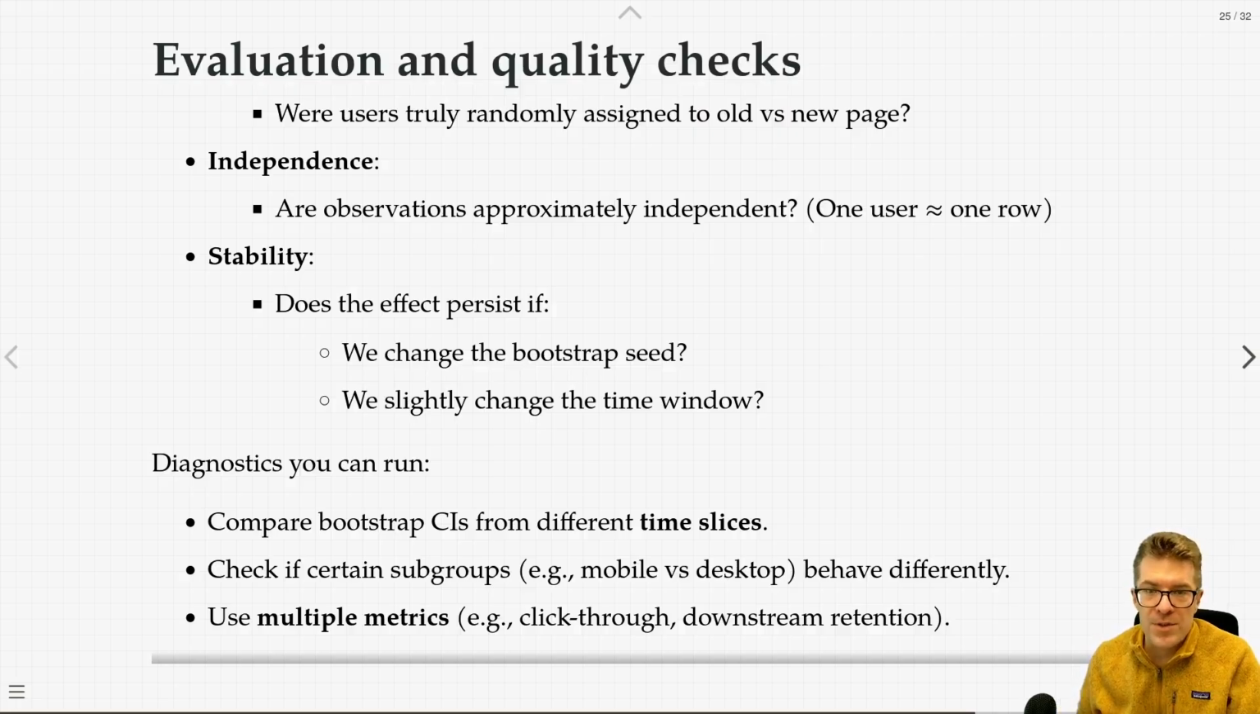You check subgroups, you check mobile versus desktop, you maybe look into demographics, you look into fairness, as we've talked about, and maybe even you compute multiple metrics. So click-through rates, downstream retention, conversion, these are all going to be important. So don't just be superficial, be thoughtful and go deep.